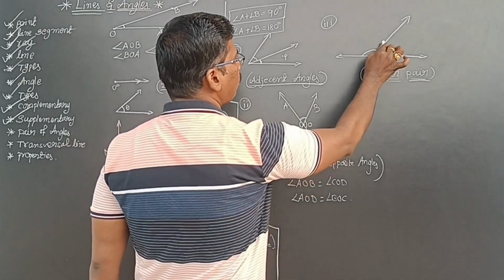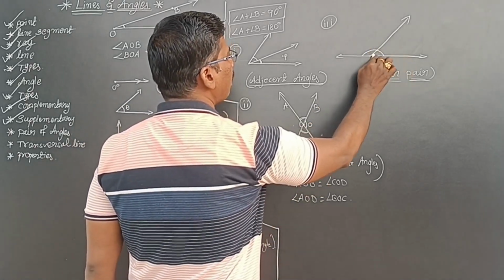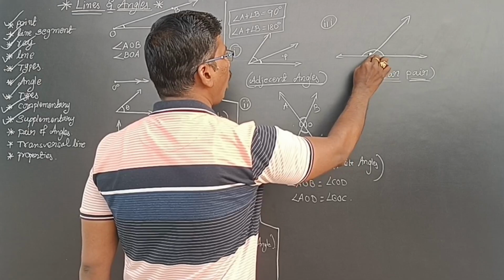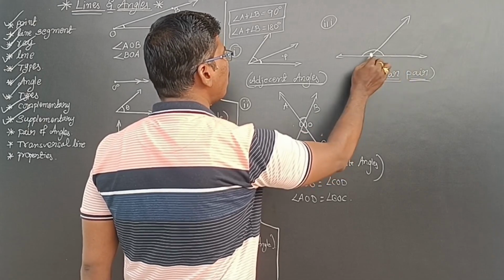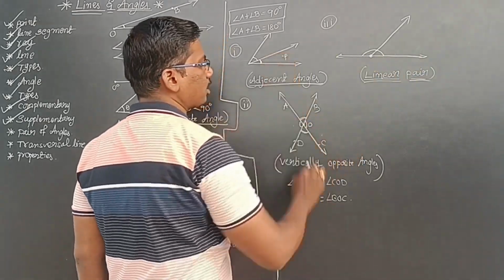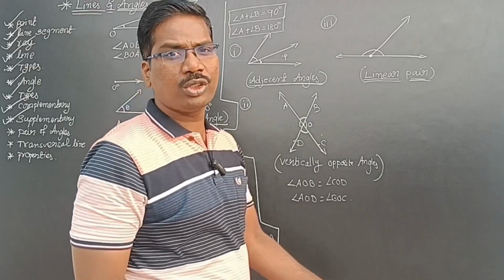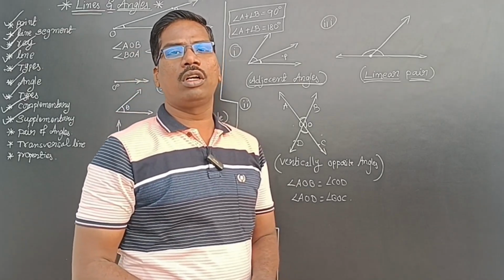Non-common rays. This is the common ray for this angle and this angle. The remaining two rays are non-common rays. Non-common rays are opposite each other. This is that direction, this is this direction, opposite to each other. Then those angles are called a linear pair.